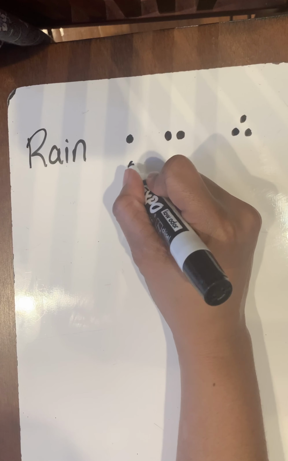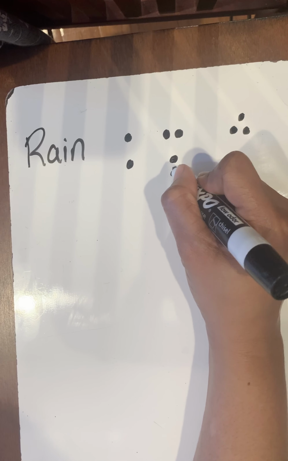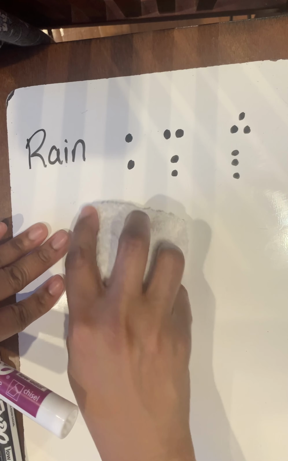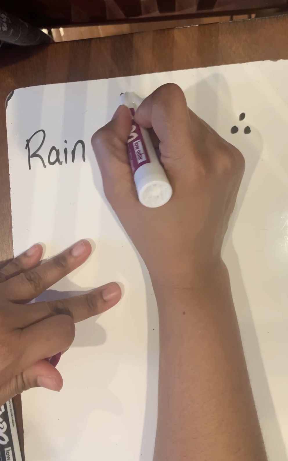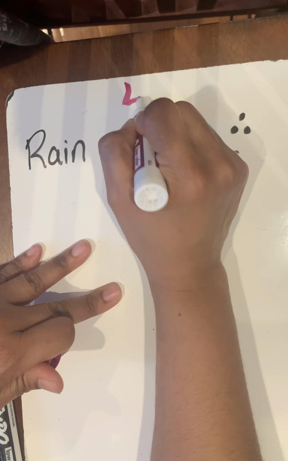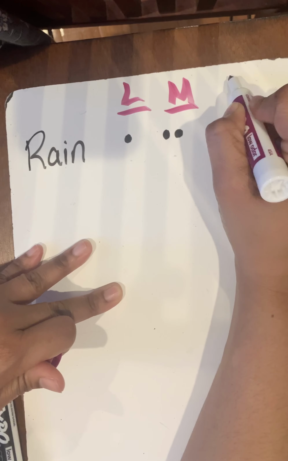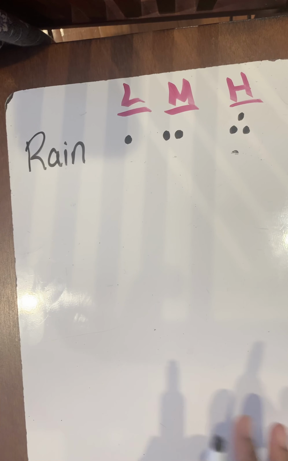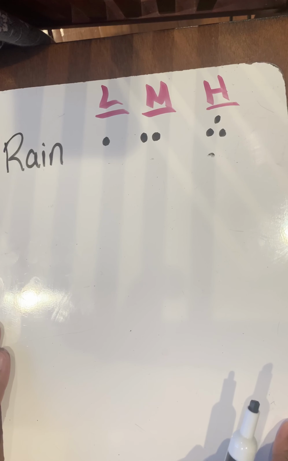three dots. Now, some people write it differently. Some people will do light, moderate, heavy. That's fine. You just need to count the dots. All right, so I'm gonna put an L up here for light, an M for moderate, an H for heavy. Okay. All right.